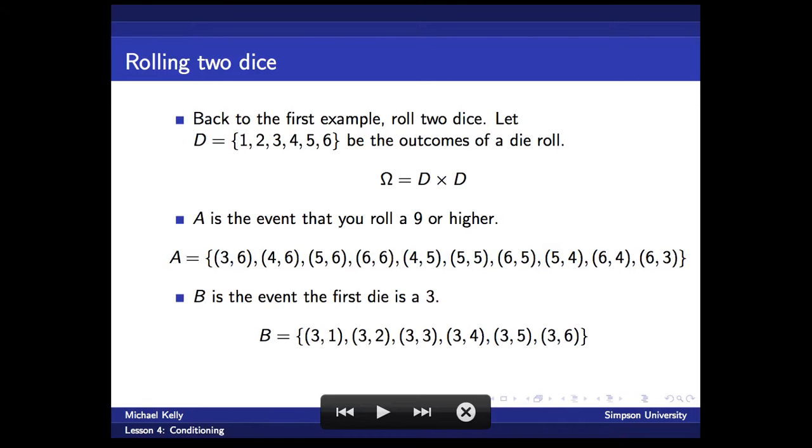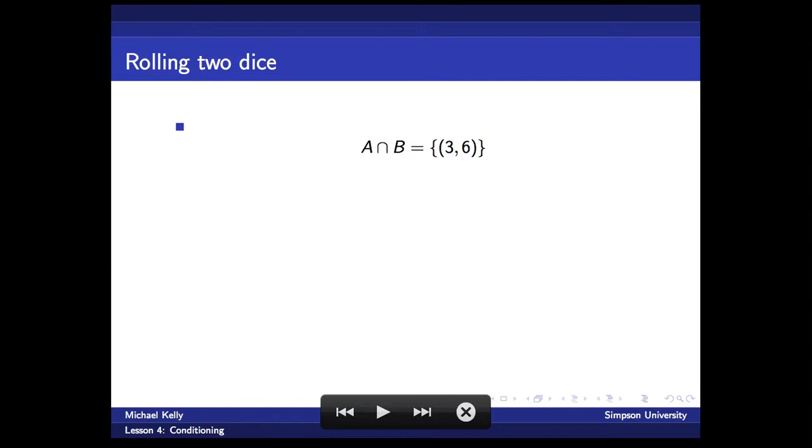Let B be the event that the first die rolls a 3. So you could roll a 3 and a 1, or a 3 and a 2, or a 3 and a 3, and so on to a 3 and a 6. So all of these points represent an outcome where the first roll is a 3. A intersect B is (3, 6), so that's the only point common to both sets. Remember that an intersection is an AND, so that's the point where you roll a 9 or higher and roll a 3 in the first coordinate.